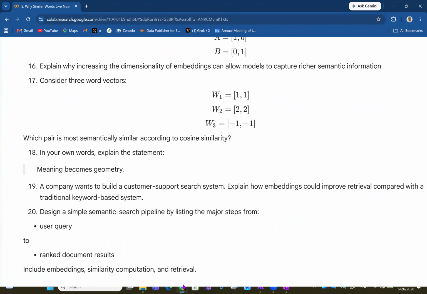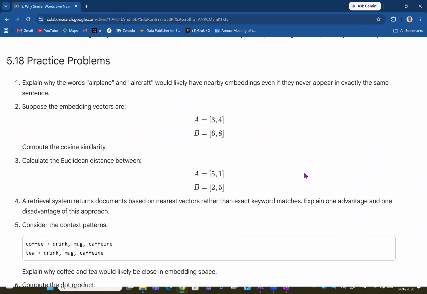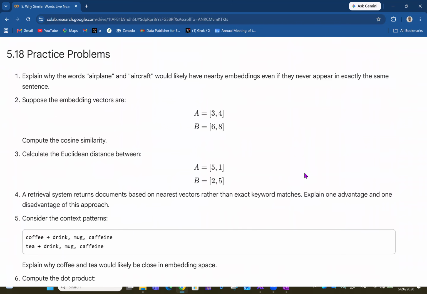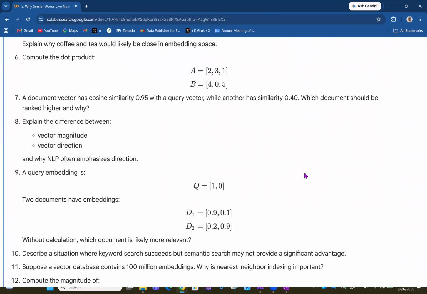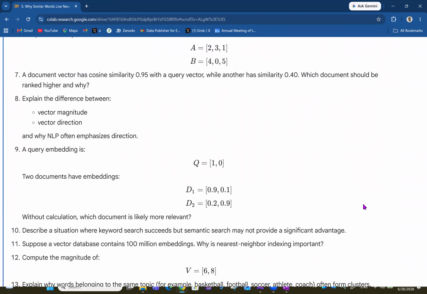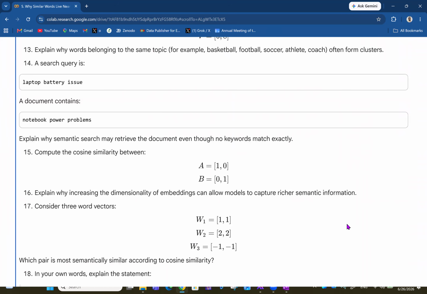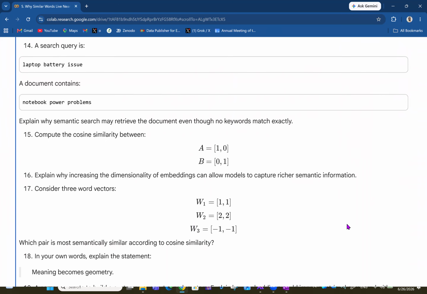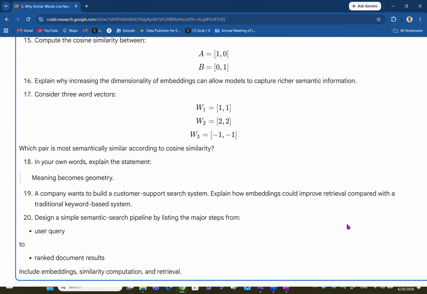Again, I'll show you the questions to try your hands on. You have the practice problems. You can see 1 to 5 here. Then you can see 6 to 12 here. Then you have 13 to 17. And then you can see the rest.